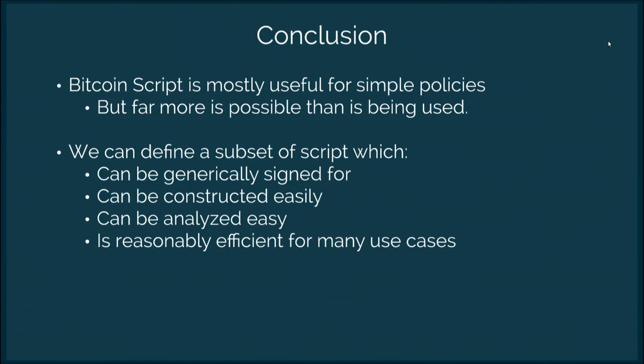This sort of interaction, for example, also could over time mean letting things like a Lightning client and a multisig client trivially interact without needing to redo a lot of the protocol work, though I'm not an expert on the details here. And we can define a subset of script which can be generically signed for, which can be constructed easily, which can be analyzed easily, and as long as we don't have common sub-expressions, is reasonably efficient to work with. So I hope that makes this sort of technology more accessible.